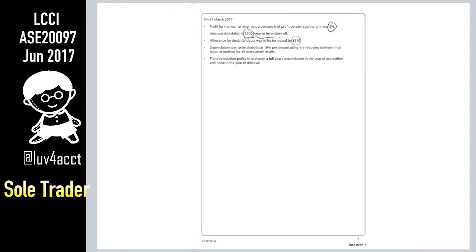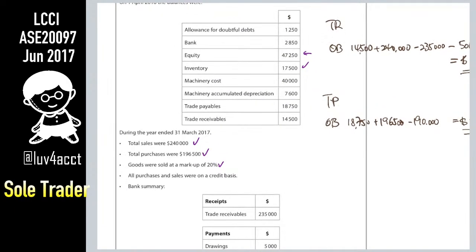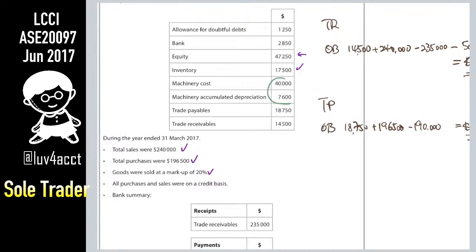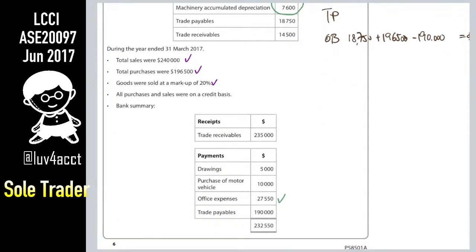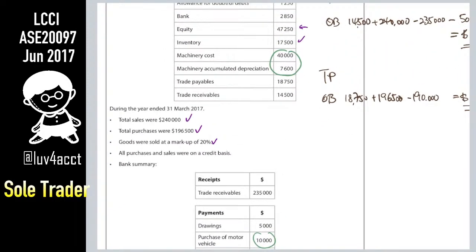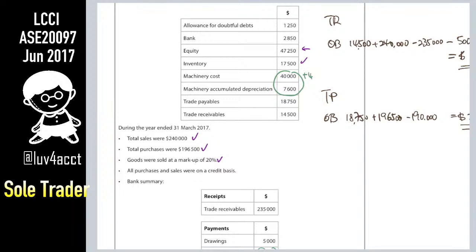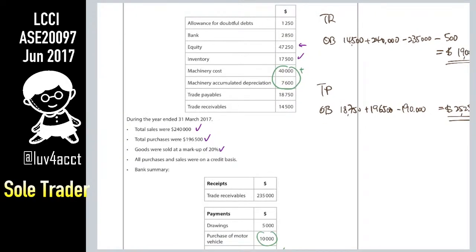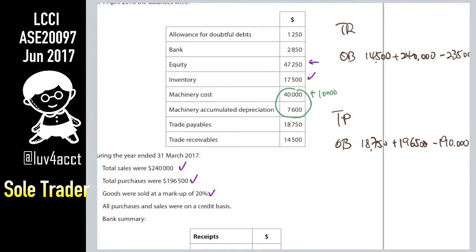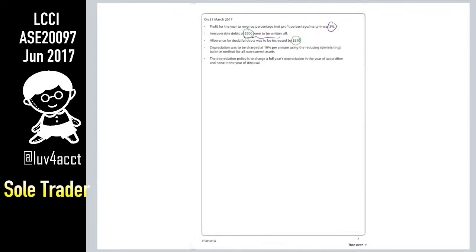Depreciation is 10%, reducing balance method. So let us go back to the first page. Originally we have the machine, this one, and then we further purchased 10,000. We'll need this information as well, because we have to prepare the statement of financial position. So now it is 50,000 cost minus 7,600. Again, 50,000 cost minus 7,600, you have 42,400, and then 10%.